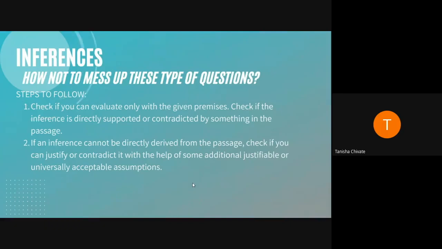Now, steps to follow for solving inferences. Check if you can evaluate and derive an inference based only on whatever is given in the passage. All right. Check if you made an inference and if that is supported or contradicted by something in the passage. All right. If you cannot derive it, you can take some additional justifiable or universally acceptable assumptions. Again, universally acceptable means what? The sun is seen only in the day. Humans need oxygen to breathe. These things can be taken as extra assumptions. Otherwise, nothing else. Additional justifiable basically means that if one other sentence given in the passage justifies my assumption, then I can take it as a valid assumption. That's all you need to know.